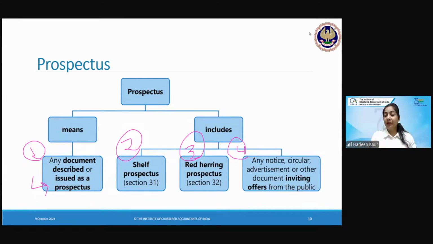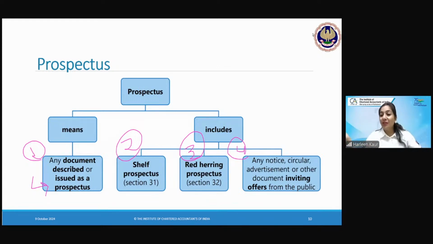And any document described, any document through which you go to the public and ask them to come and take the shares is known as prospectus. So how do we have to learn it? Number 1, prospectus means any document which is described and issued as a prospectus. It includes shelf prospectus and red herring prospectus and any document, notice, circular, advertisement by which you're offering shares, inviting offers from the public. Inviting offers from the public means you're requesting the public to please come and take the shares of my company. You're attracting them. Please, my company is doing so well. Why don't you come and take the shares? You're asking money from the public, basically. Where I started the lecture.